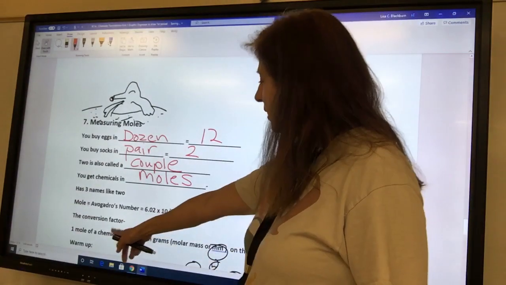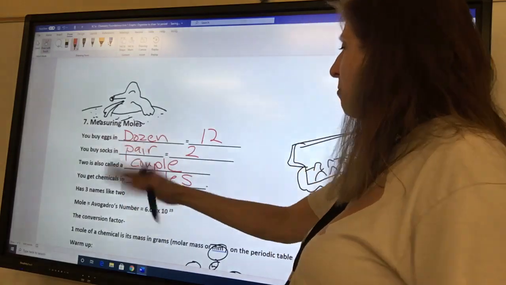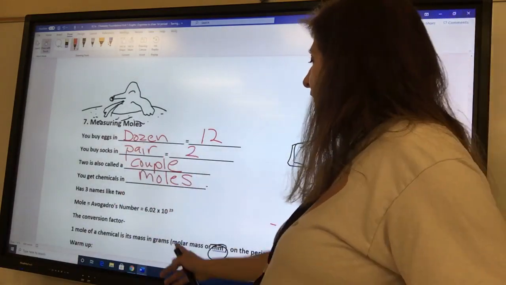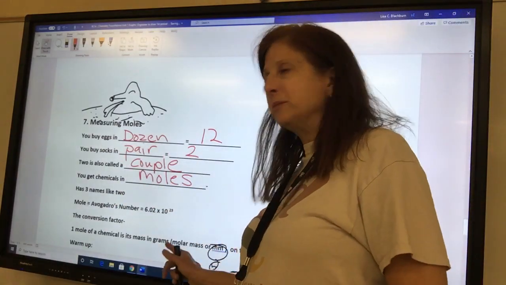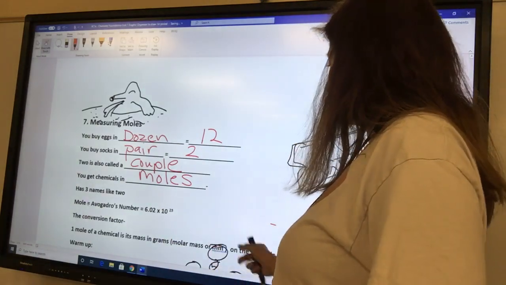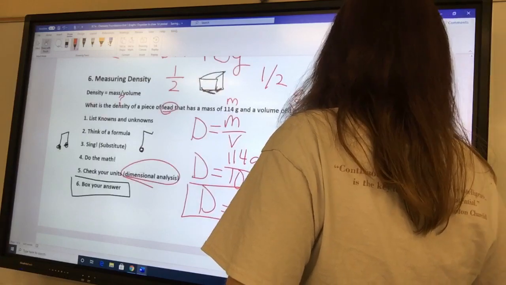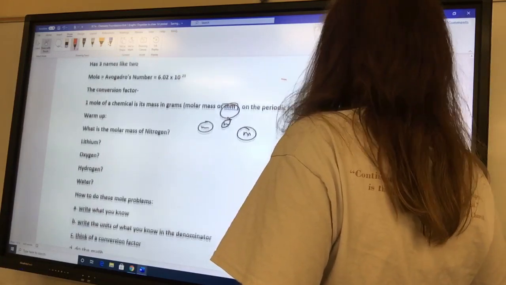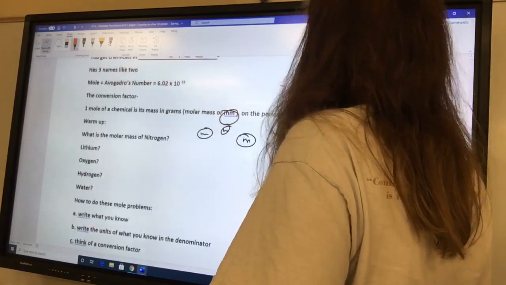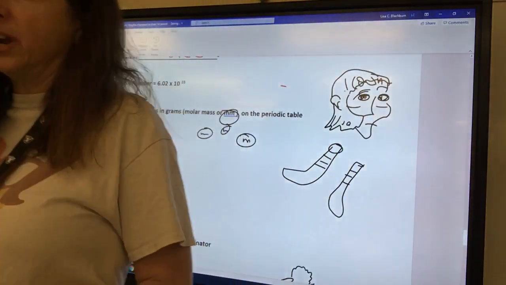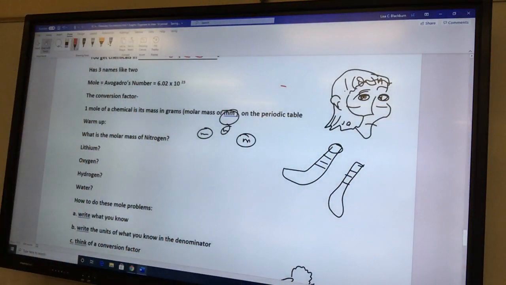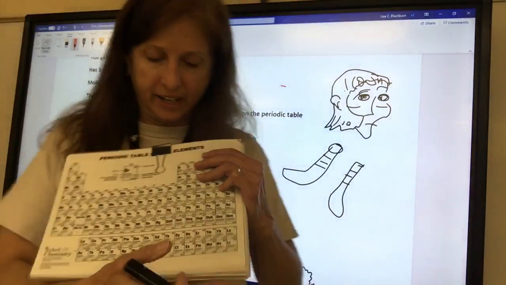So a mole is a mole of a chemical. How much is it? It's its mass in grams, and that is called the molar mass, or MM is how we shorten it. You know, we have to do things the shorter way on the periodic table. So look at your periodic table. I made you get them out. Let me get mine back out again. Okay. So everybody take a look at your periodic table.